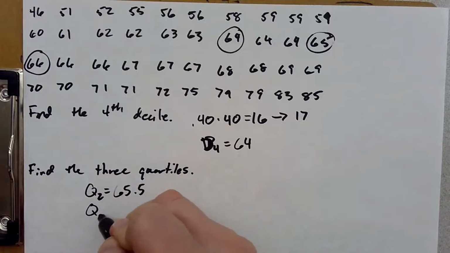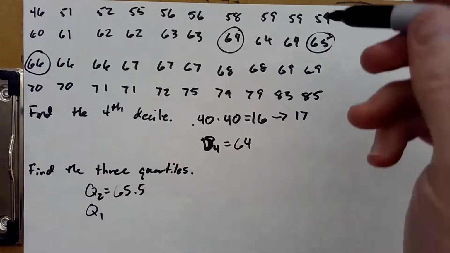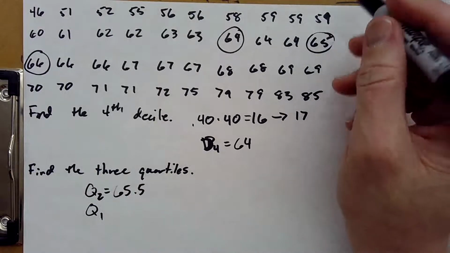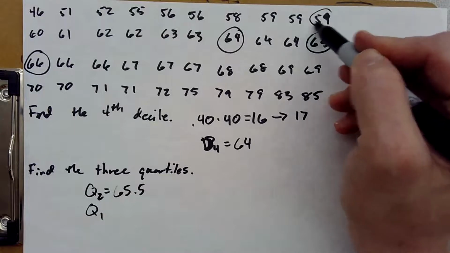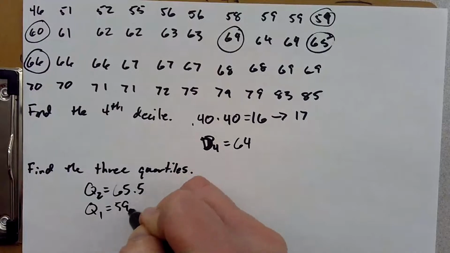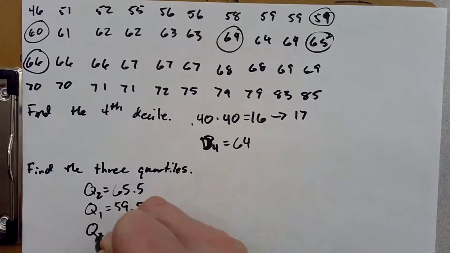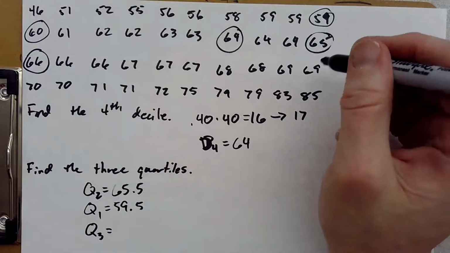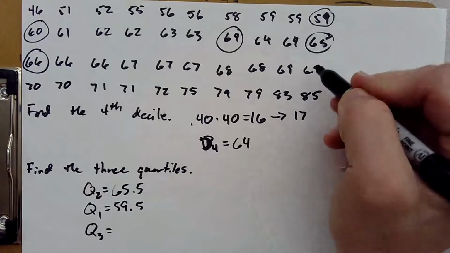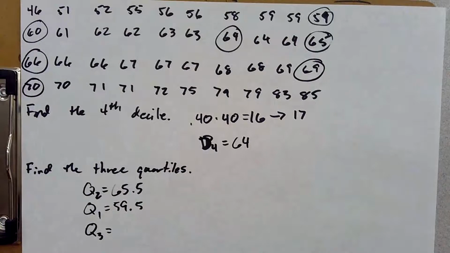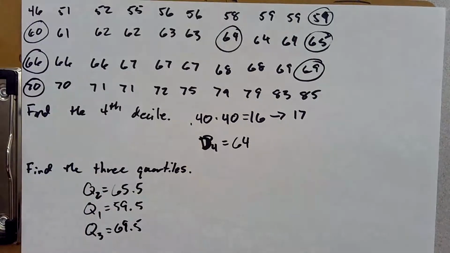Then Q1 is just going to be the median of the 20 values below 65.5. So that'll be the mean of 59 and 60, or 59.5. And Q3 will be the median of the 20 values above 65.5. We take the mean of 69 and 70, which is 69.5. And there are our three quartiles.